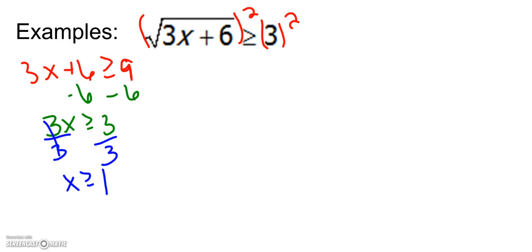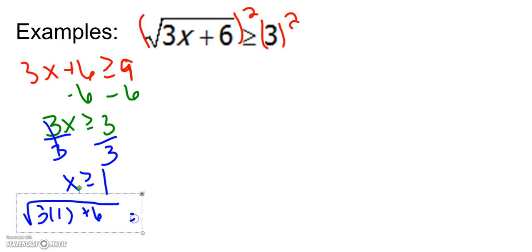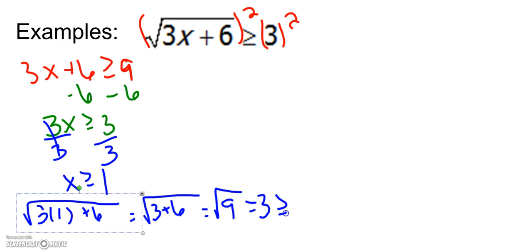Now let's plug that in and double check. So the square root of 3 times 1 plus 6. So that's the square root of 3 plus 6, which equals the square root of 9, which equals 3. And that is greater than or equal to 3. So we're good.